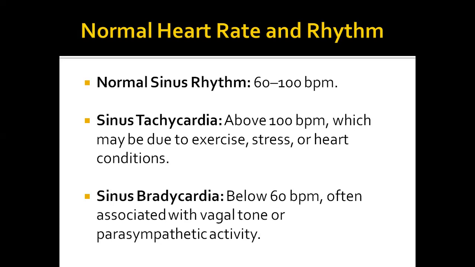A normal sinus rhythm falls between 60 to 100 beats per minute. If the heart rate exceeds 100 bpm, it is called sinus tachycardia, which can result from exercise, stress, or cardiac conditions. If the rate drops below 60 bpm, it is known as sinus bradycardia, often linked to parasympathetic activity or increased vagal tone.